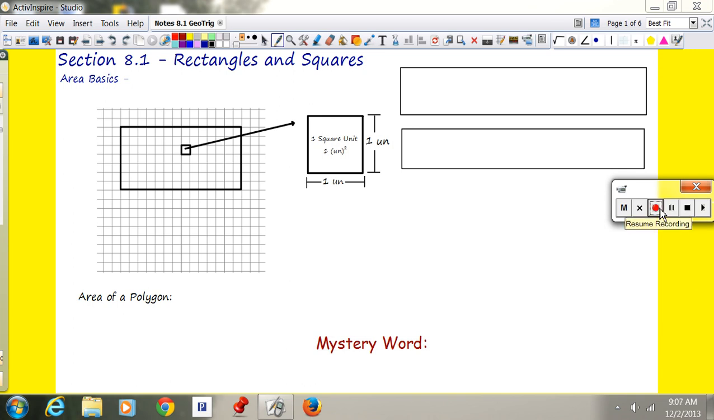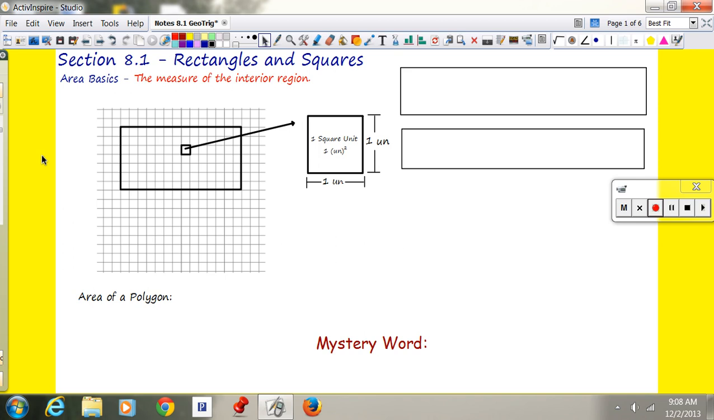All right, unit 8. Pretty easy unit to finish the semester up. It's on areas, most of the areas, some perimeter stuff. 8.1 is on rectangles and squares. A lot of you know what area is already. It's the measure of the interior region.